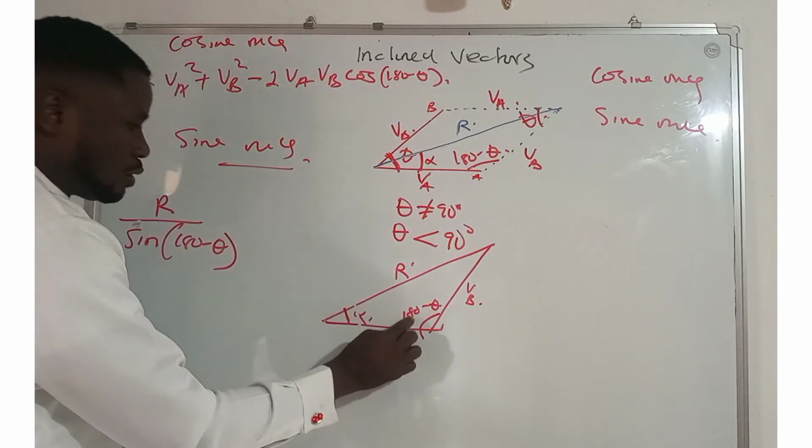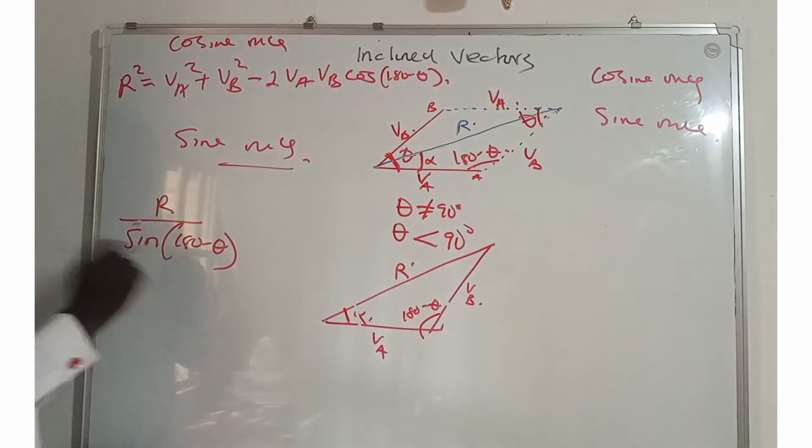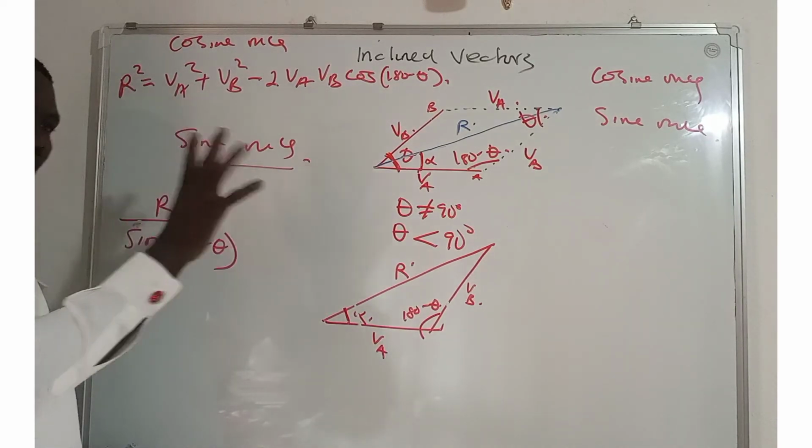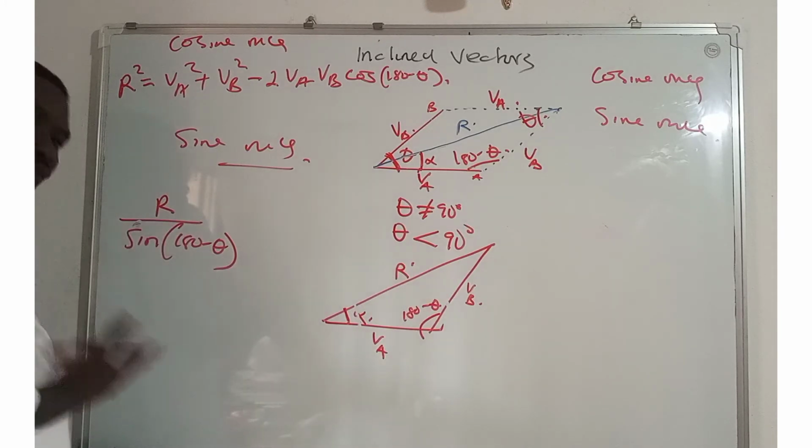And that side angle is 180 minus theta. So if here is 150, this would have been sine 150. If here is 120, here would have been sine 120. So the idea is that the side you are looking for, all over sine of the angle of that side.